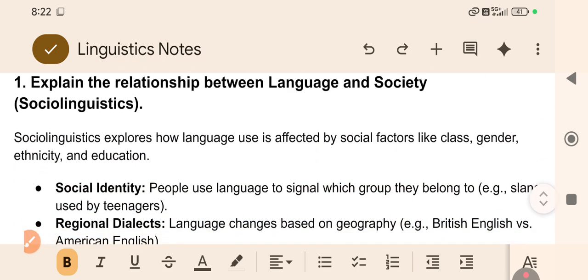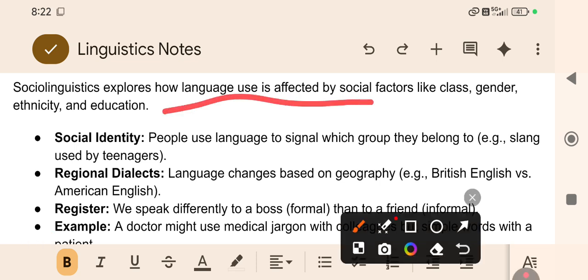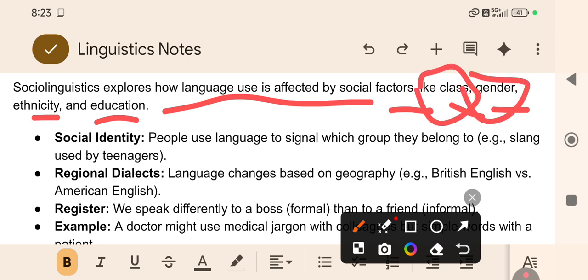Then next part: explain the relationship between language and society. Sociolinguistics explores how language use is affected by social factors. What language we speak depends on social factors like class, gender, ethnicity, education. These are the basic factors which decide our language, right? Our class matters, our gender is reflected when we speak, ethnicity, right?